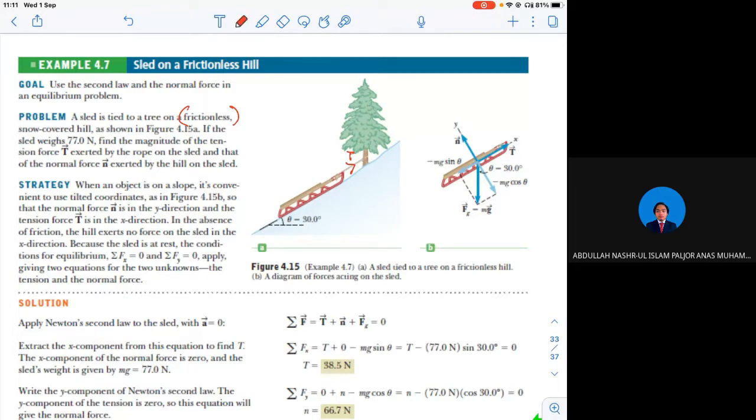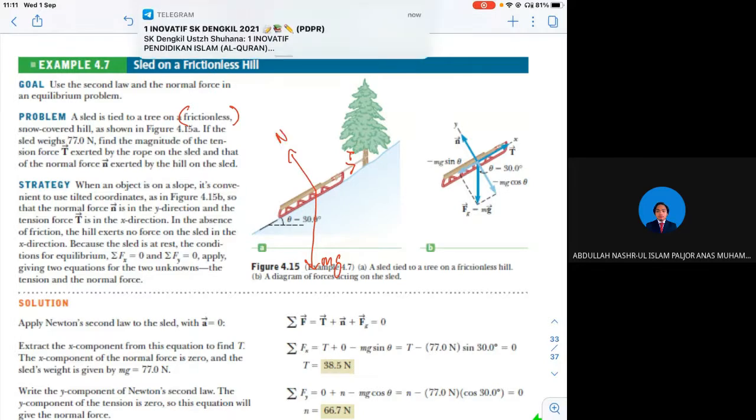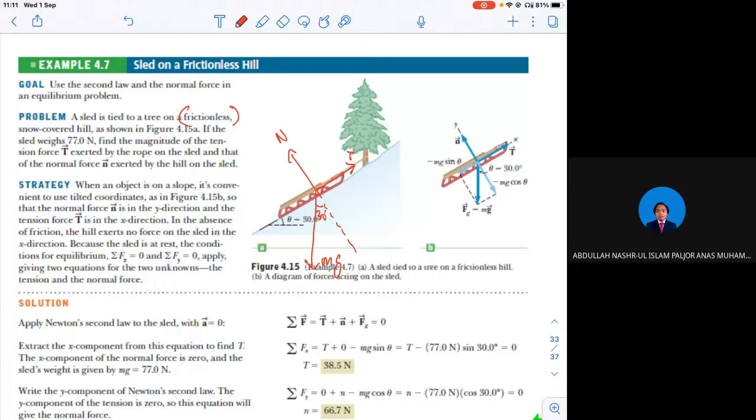So when this involves a tension, then we need to add a tension. First of all, we need to draw W, or just write it as mg. Where is the normal force? Here, this is the normal force. This one is the tension. You can draw it like that. This is 30 degrees. This one is mg cos theta, and here is mg sin theta. Now we have established all the forces involved in this situation.